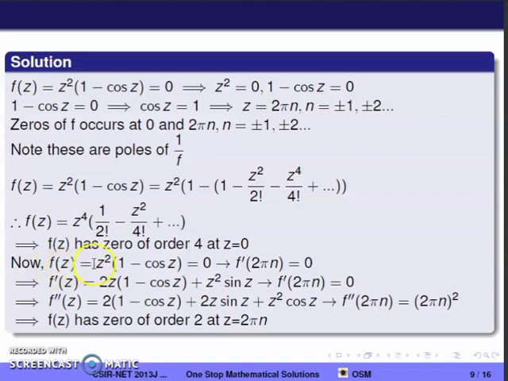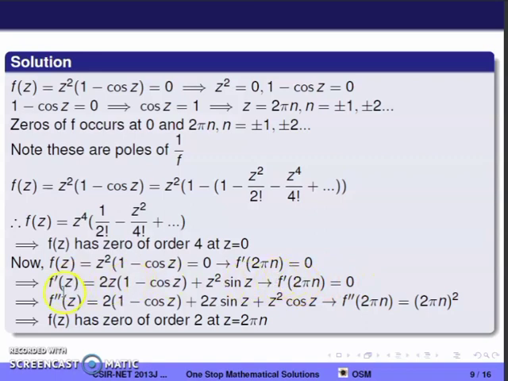So f of z is equal to z square into 1 minus cos z, which equals 0, and f of 2 pi n is 0 here. Now I am differentiating this with respect to z. So we'll get f dash of z is equal to 2z into 1 minus cos z plus z square into sin z. So again we'll get f dash of 2 pi n is equal to 0. So it is not of order 1.